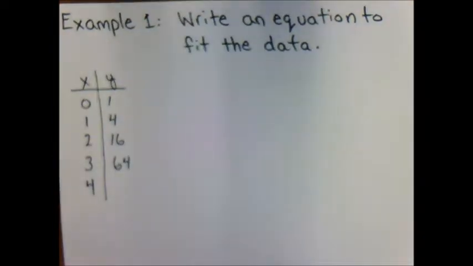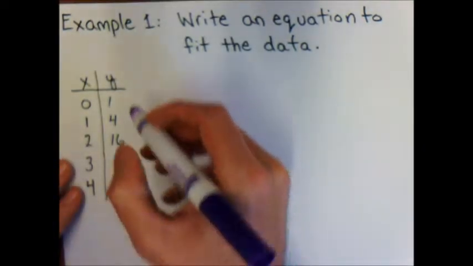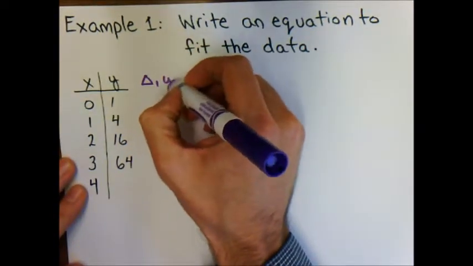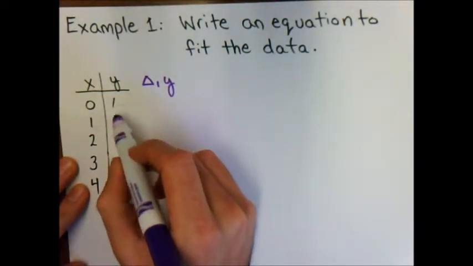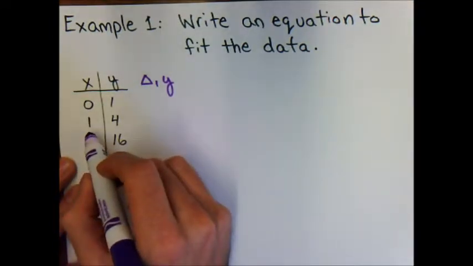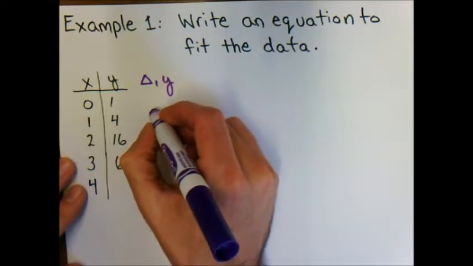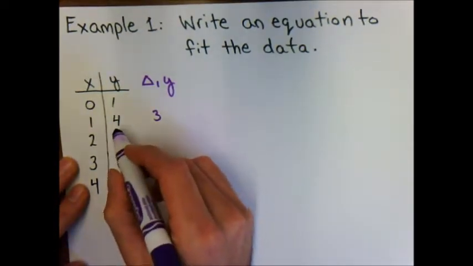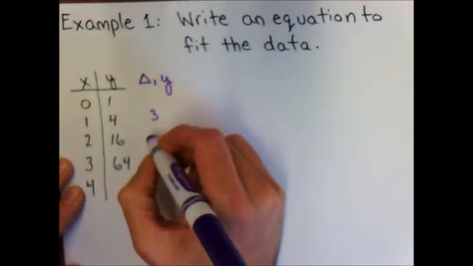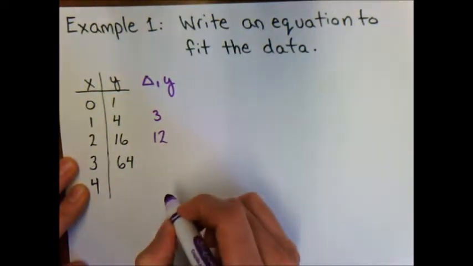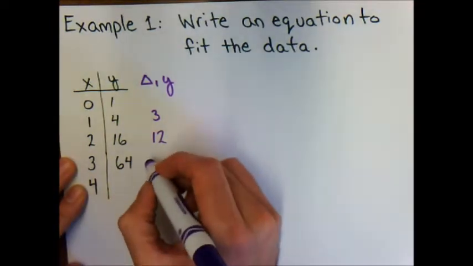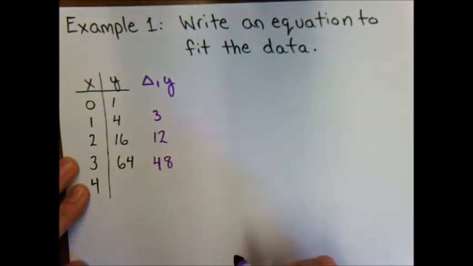Moving on to example 1. In example 1, we're going to write an equation to fit the data. So the first thing I want to do here, just like you've probably done before, is take the first difference of these values. I'm going to find the difference between what happens at x equals 1 and what happens at x equals 0. So all I have to do is go 4, take away 1. The first difference here is 3. 16, take away 4. The first difference here is 12. 64, take away 16. The first difference here is 48.